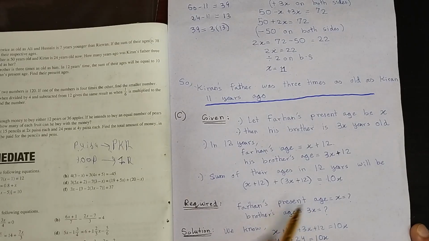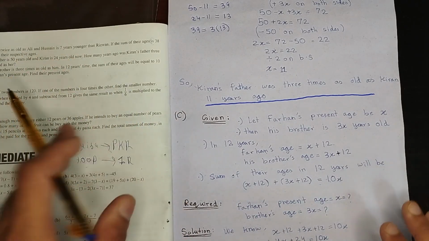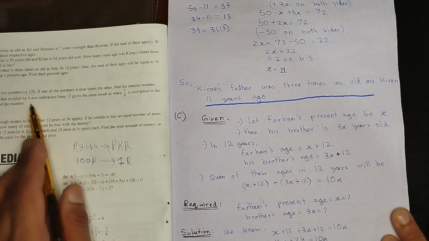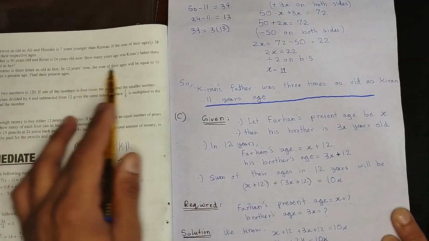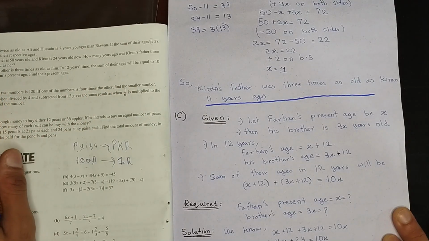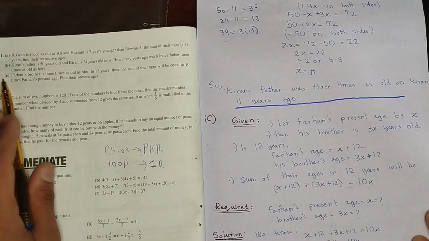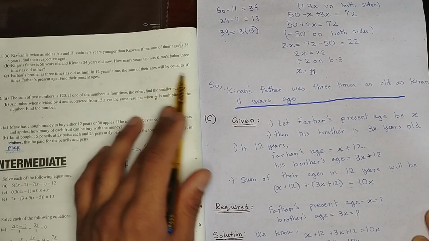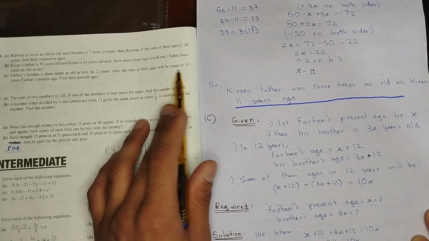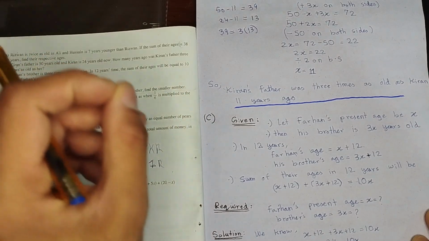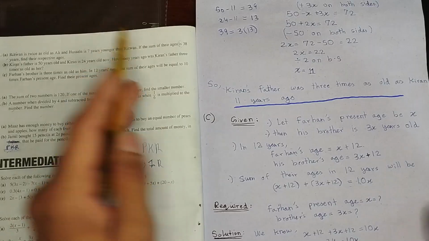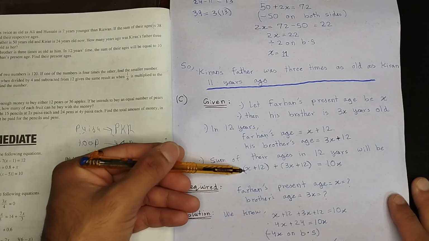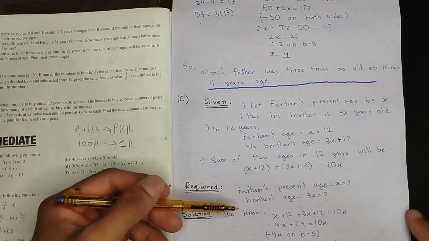Then the required is Farhan's present age and the brother's age. The basic equation is given to us in the last sentence of part C. The sum of their ages will be equal to, and this equal sign shows equality, and that is a free giveaway, we could say. It is a basic giveaway that this is going to be our equation in this question. You know the equation, you know the required. Now we're just going to solve it.